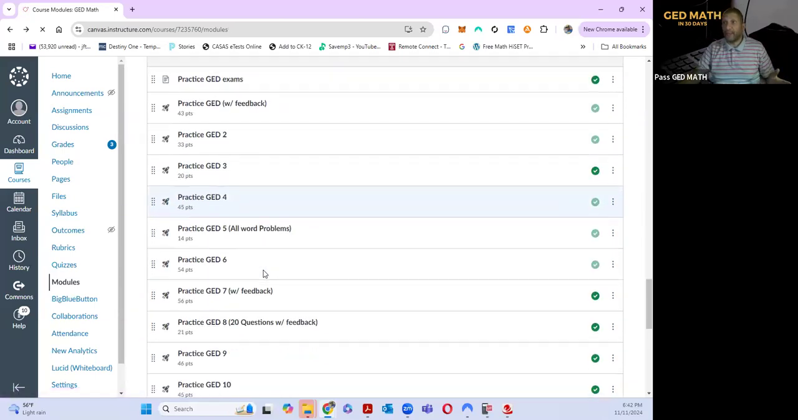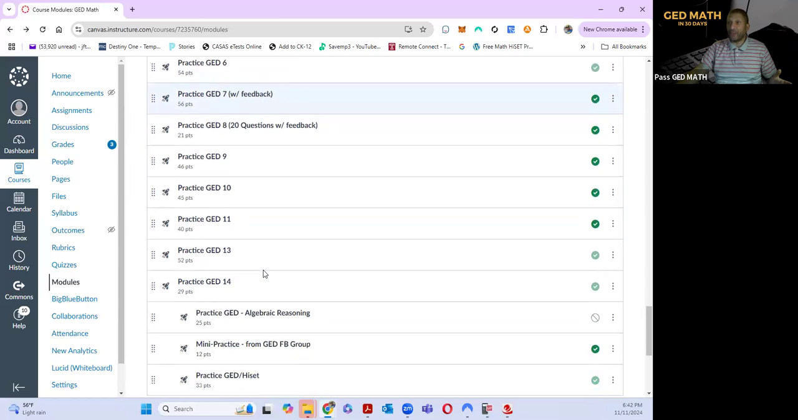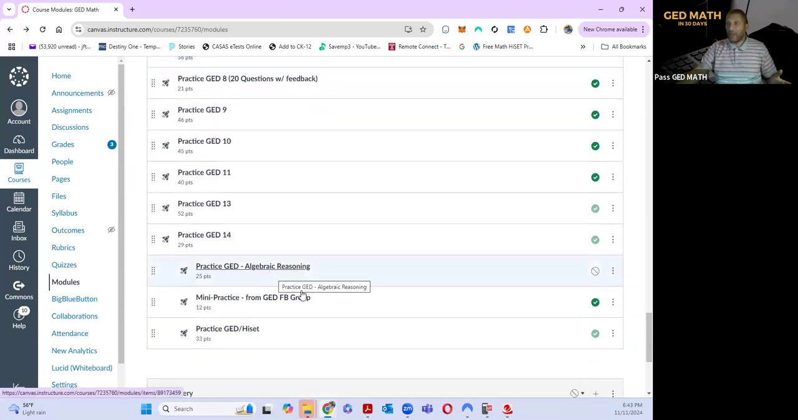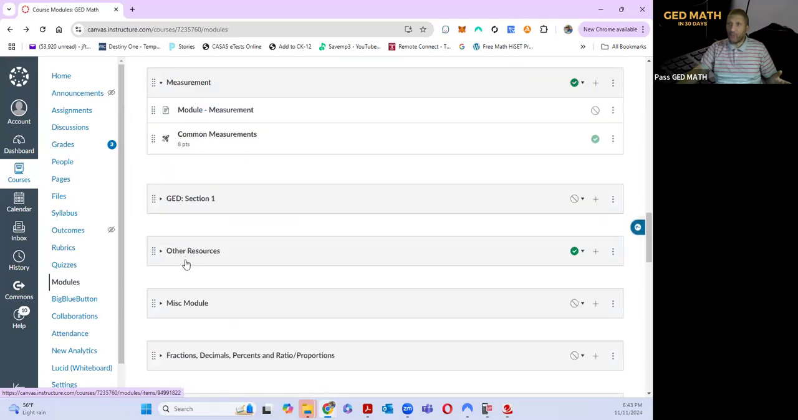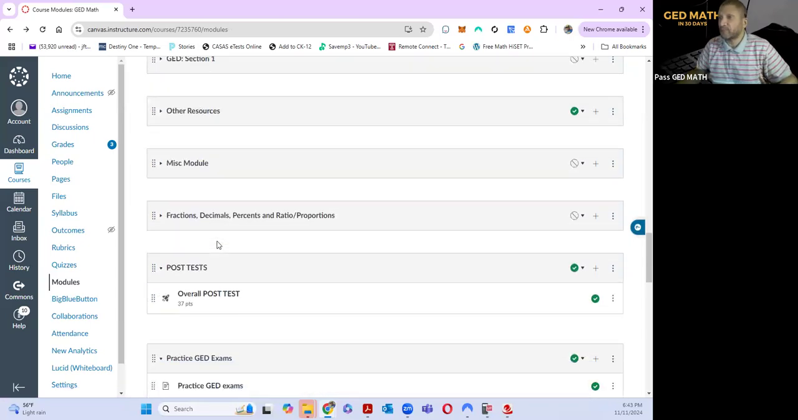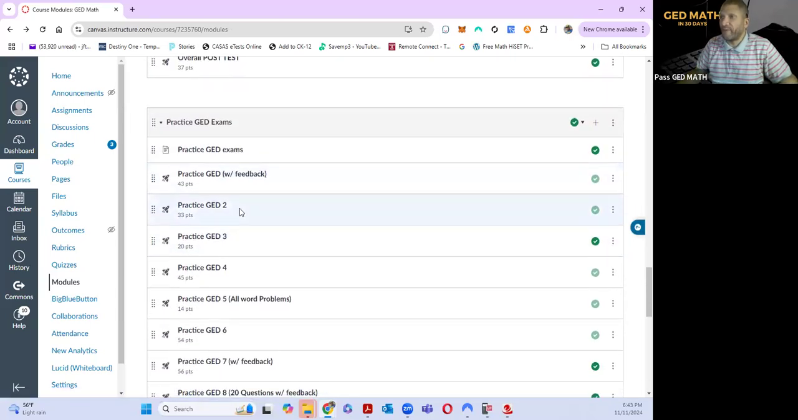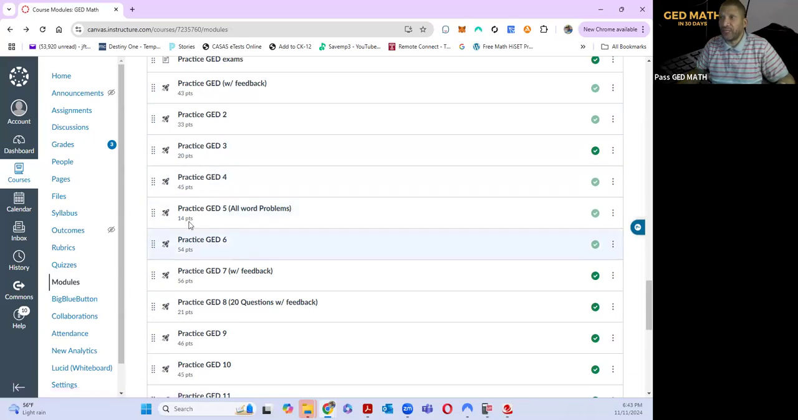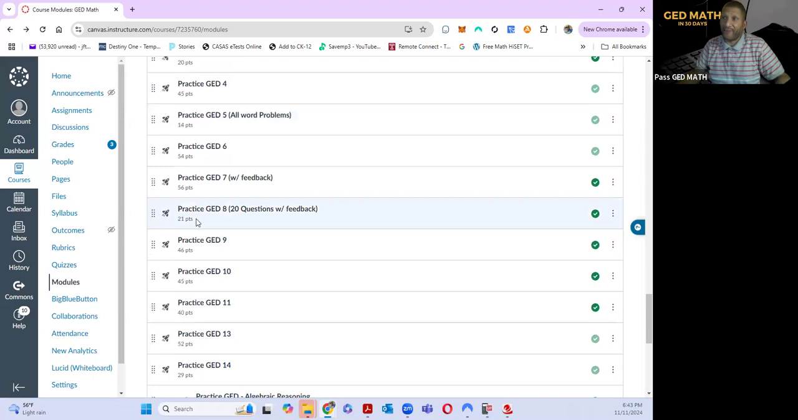So look at that. 2, 3, 4, 5. How many do I have? 14. Algebraic reasoning. So 12 points, 33, 29, 52. So that's a full test. 40, full test. 46, full test. 43, full test. 45, full test. That's half a test. It's only 14. 21, half a test.